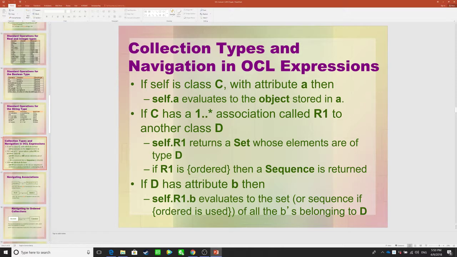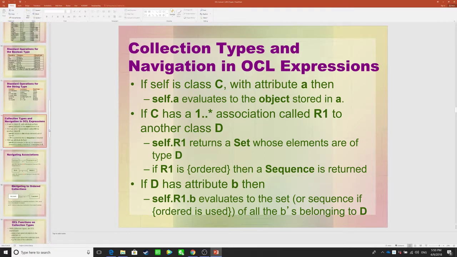Self.owns returns a set of books, right? And B may be the title of the book. So it returns 20 titles of the books I own. That makes sense? So self.R1 in the previous example returns the 20 books I own, and self.R1.B returns the 20 titles of the 20 books I own. Okay, those are some of the syntax there.